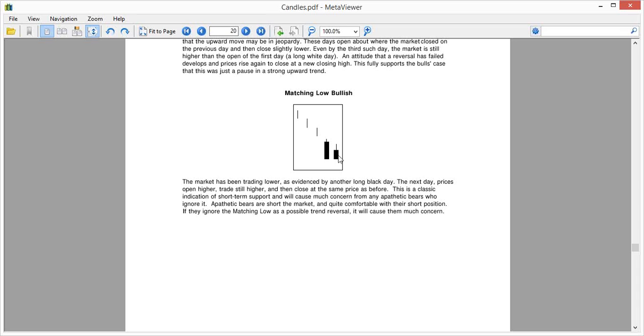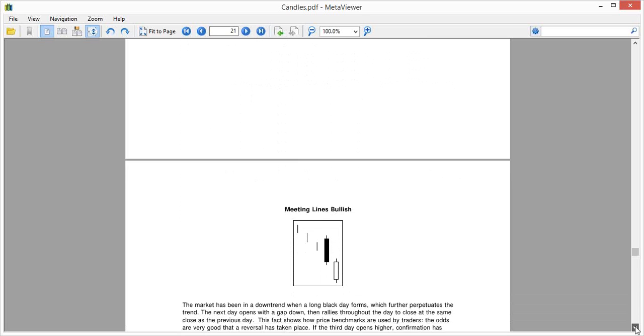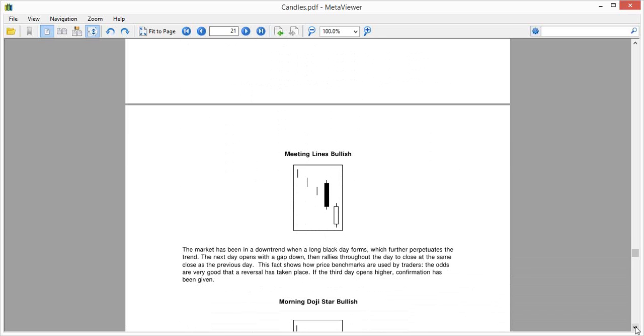Okay, but always confirmation first. These patterns, we need confirmation with them constantly. Confirmation, I mean, your support and your resistance, your moving averages, your fundamental data. We're not just trading off these patterns. We need to have a full view of the markets, okay?